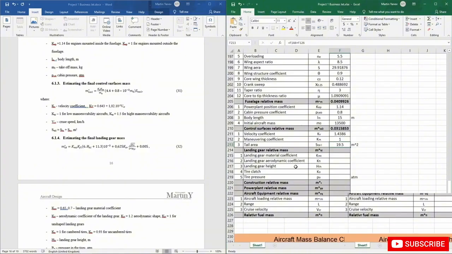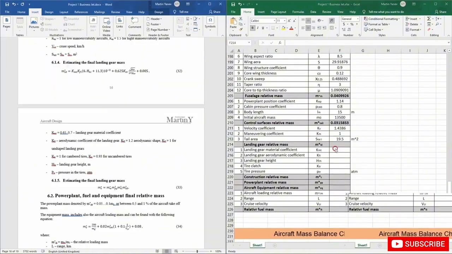Let's continue with the landing gear relative mass. The first thing we are going to write is the landing gear material coefficient, which in our case is going to be 0.7. Then we have the aerodynamic coefficient of the landing gear. This means that if the landing gear has an aerodynamic shape, then this coefficient is 1.2. If it doesn't have this type of shape, then it is 1. So in our case it will be 1.2, because we insist on our landing gear having an aerodynamic shape for less resistance in the flow.